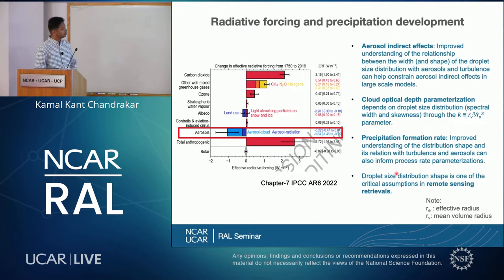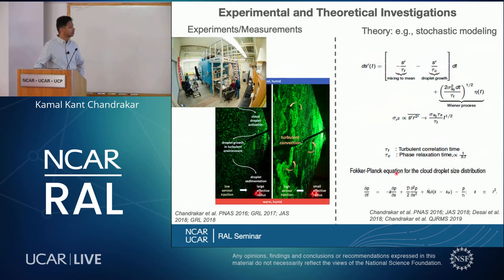The droplet size distribution is also one of the critical assumptions in the remote sensing retrieval. So understanding the shape of the droplet size distribution would also help improve the retrieval of cloud properties using remote sensing tools. So in the first half of my talk, I'll be focusing on some of the experimental investigation of this aerosol cloud turbulence interaction, as well as some theoretical investigation using a stochastic model.